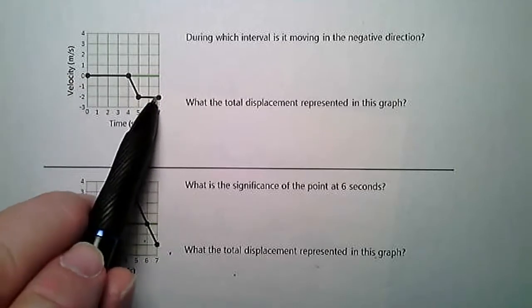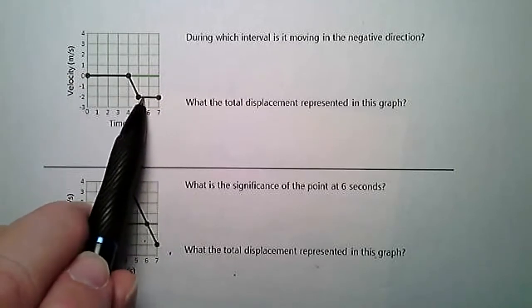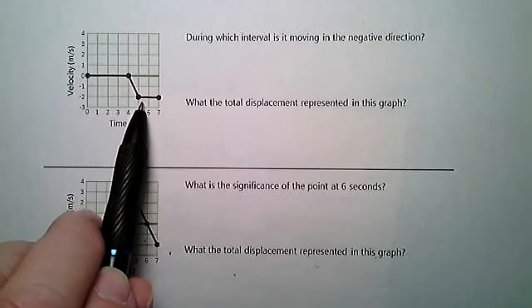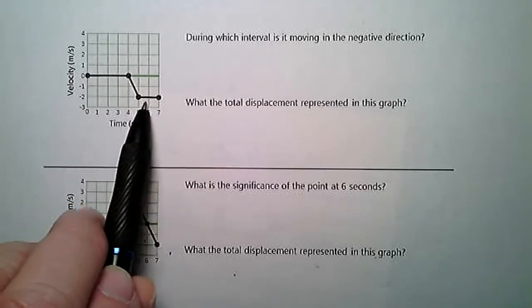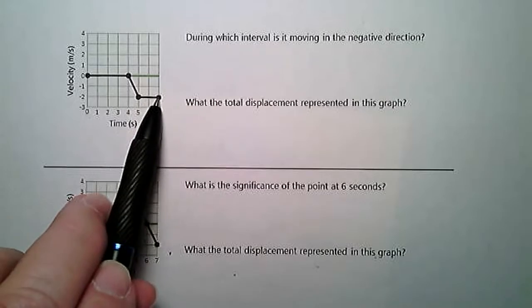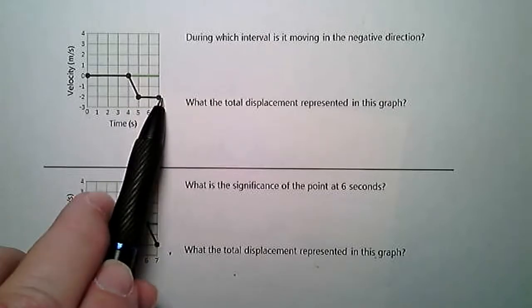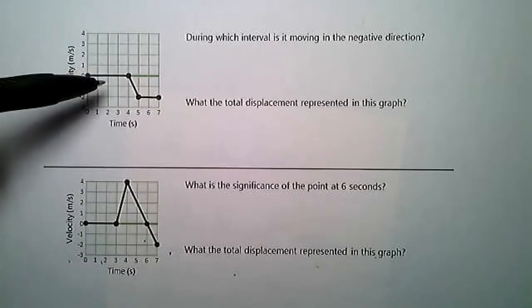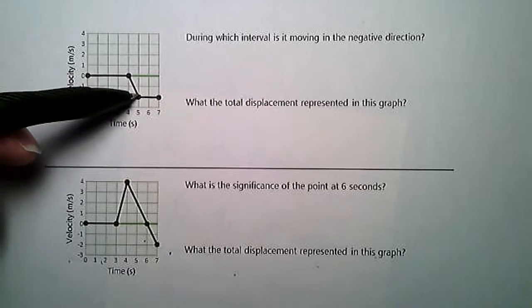Well, I could also say, am I moving here? I am moving negatively, okay? I'm moving at -2 meters per second. So I know I'm moving in the negative direction here. But what about this segment?